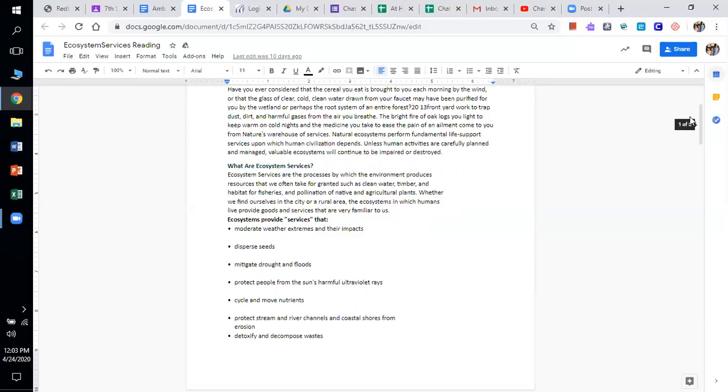Okay, so what are ecosystem services? Ecosystem services are the processes by which the environment produces resources that we often take for granted, such as clean water, timber, habitat for fisheries, and pollination of natural and artificial plants.